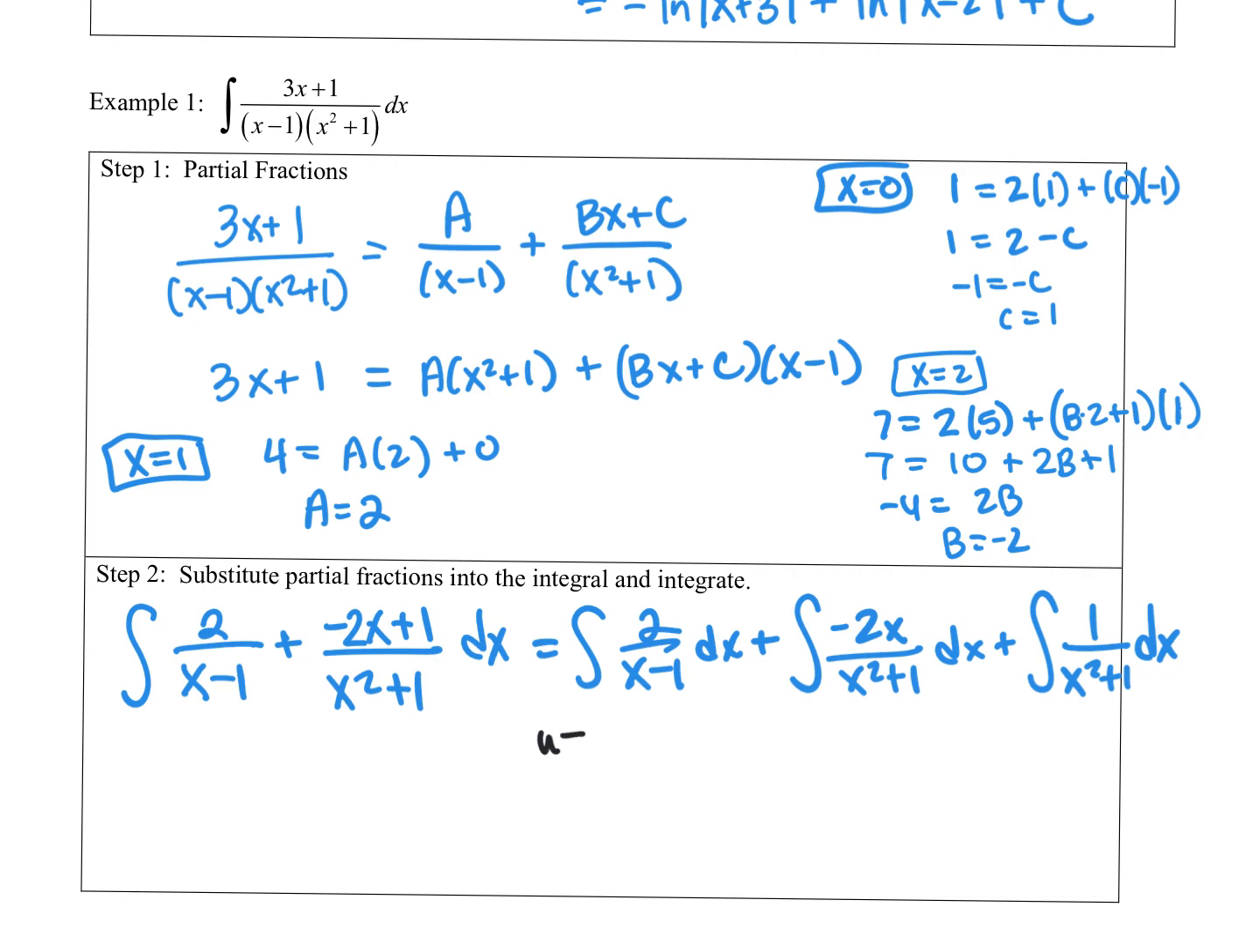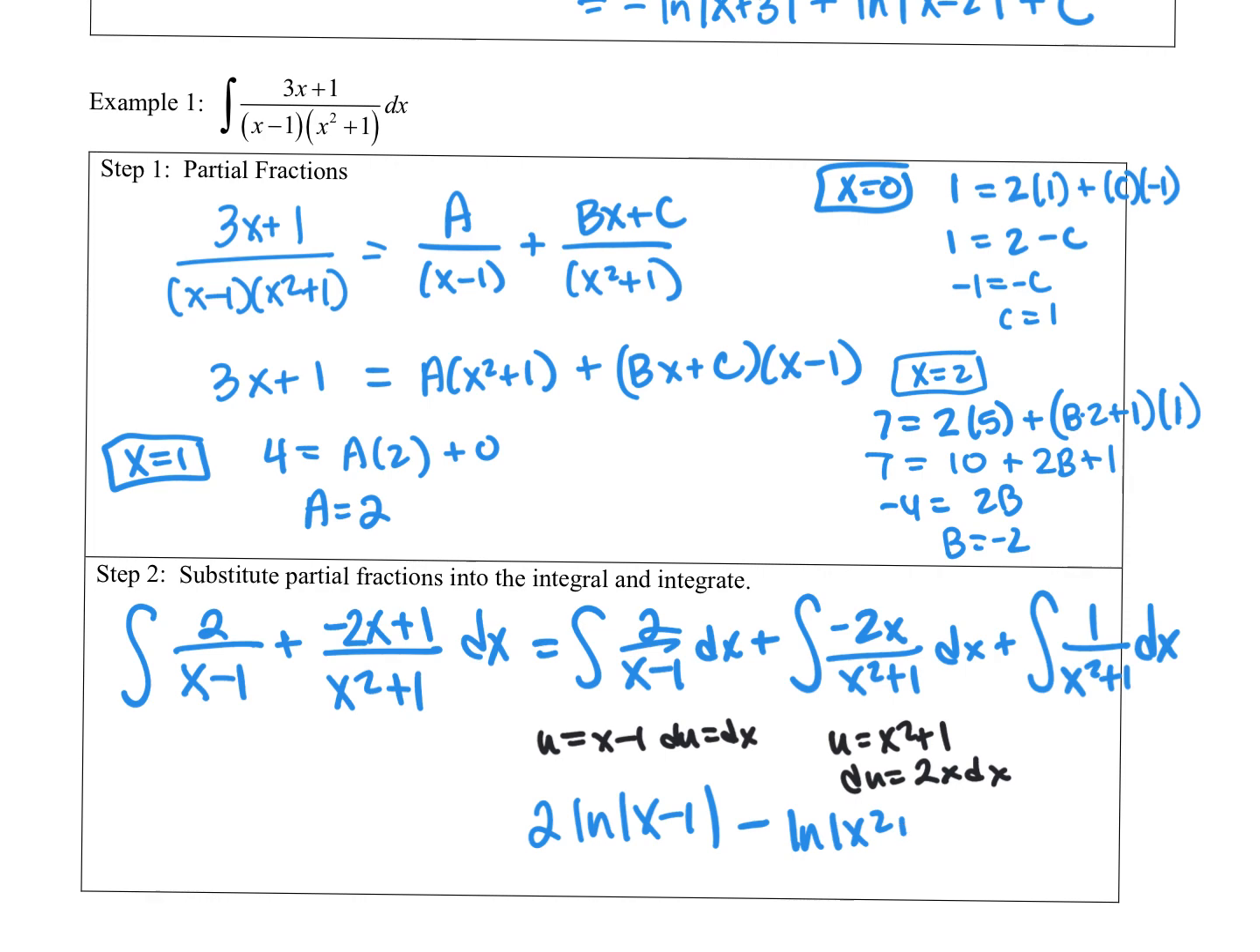So here, if u is x minus 1, du will just be dx. So pull out that 2, and you'll have 2 ln of x minus 1. Here, if u is equal to x squared plus 1, now our u sub will work very nicely because du will be 2x dx. Pull out that negative, and you've got ln of x squared plus 1.